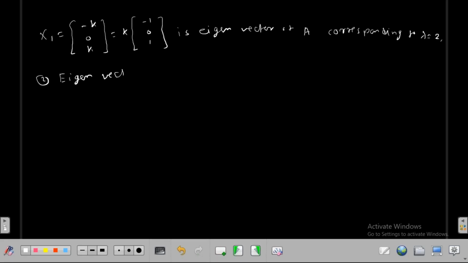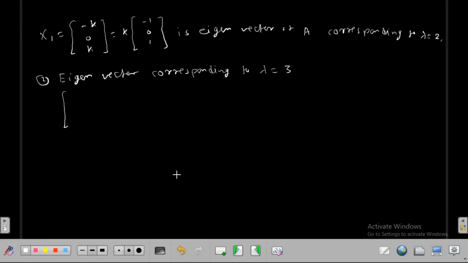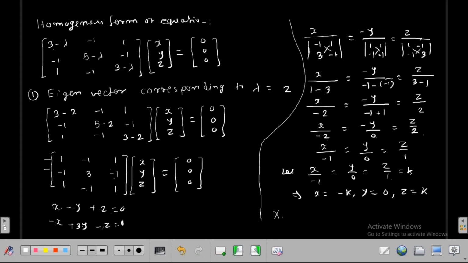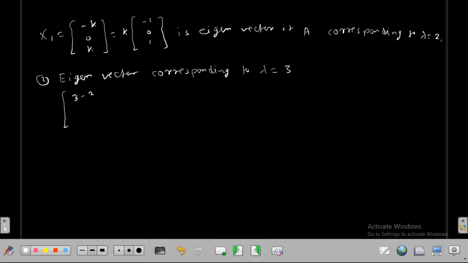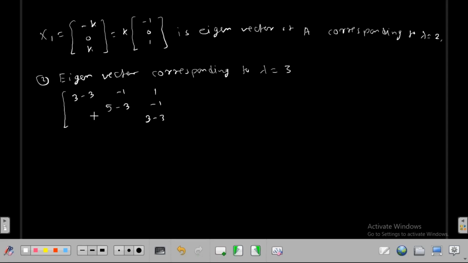Now the second eigenvector, the eigenvector corresponding to lambda equal to 3. This is the second eigenvalue. To find the eigenvector corresponding to this, replace lambda by 3. So we get 3 minus 3, 5 minus 3, 3 minus 3, and 3 minus 3, 5 minus 3, 3 minus 3, and all other numbers as they are: minus 1, plus 1, minus 1. The symmetric matrix, and here the unknown matrix x, y, z, that is the vector, and here 0, 0 and 0.